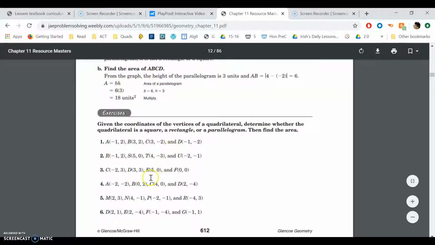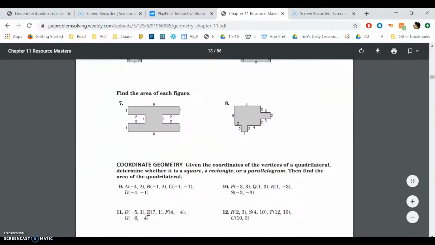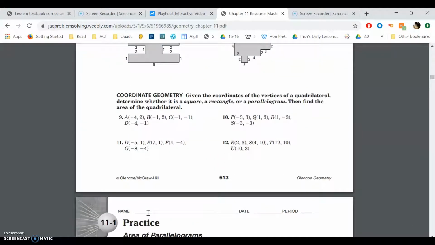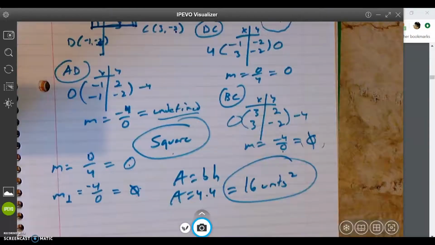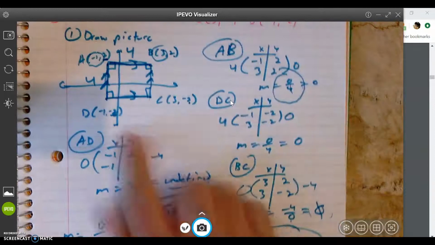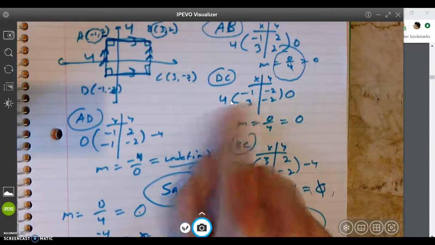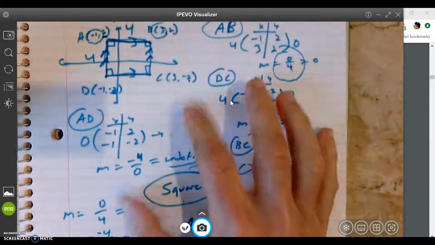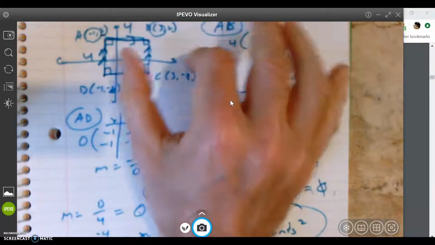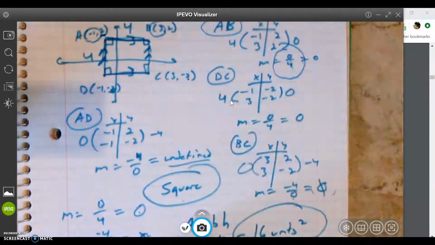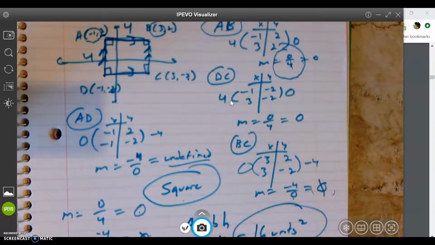So you got all these. You got 2, 3, 4, 5, 6, and you have some practice down here before you hit up the exit quiz. Make sure you do the same steps that I do. You need to make sure you, 1, draw a picture. 2, determine the slopes. And then 3, look at the slopes to make sure that they are opposite reciprocals or not. And then determine the distances.